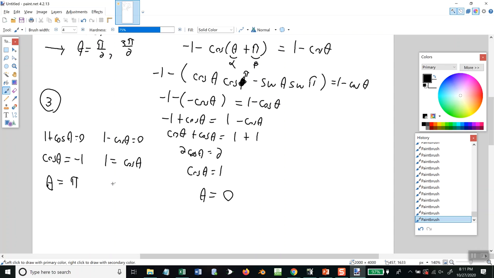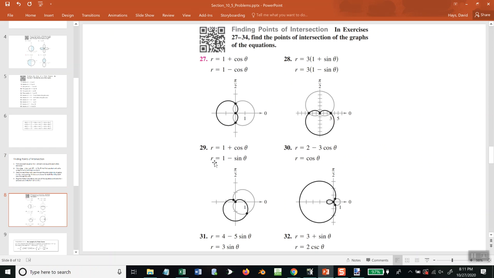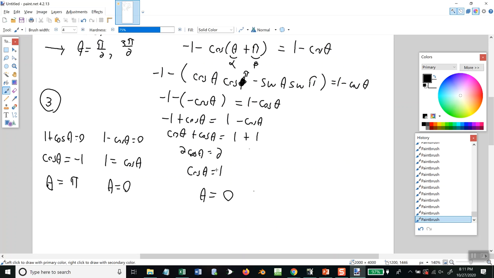And this one is 0. So both of them have an answer, don't they? Which means that the pole is one of our choices. Which is not a big surprise when you look at the graph, right? Does it look like it passed through the origin? Yeah. And we already actually have that answer.